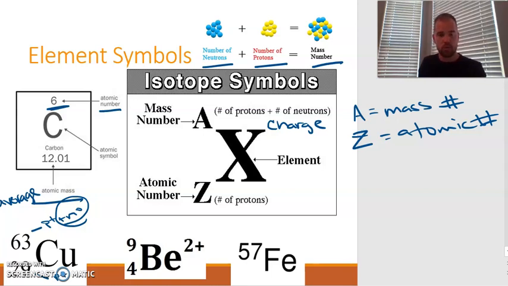Take a look at this example. You have beryllium, Be. This particular beryllium atom has a mass number of 9, 4 of which are protons, which means it has 5 neutrons, because that's the difference between the two.